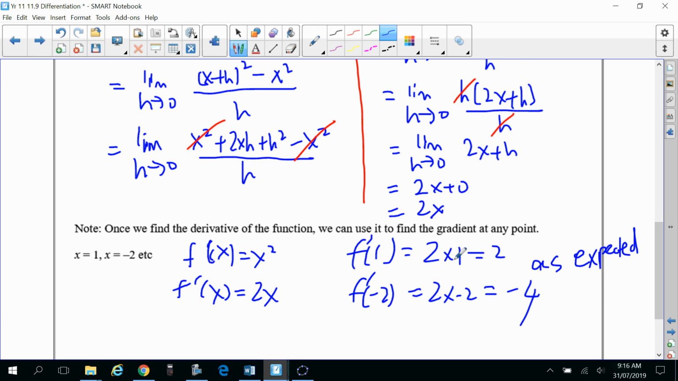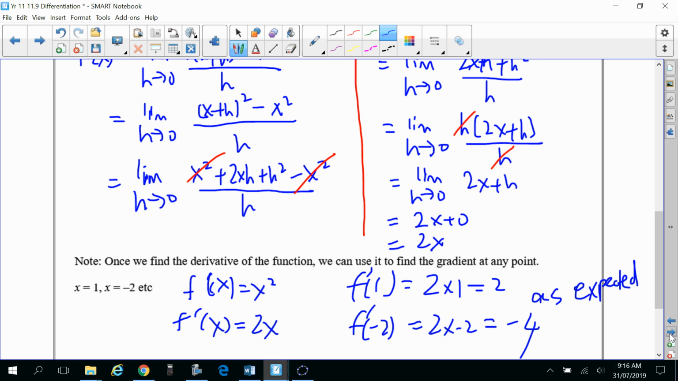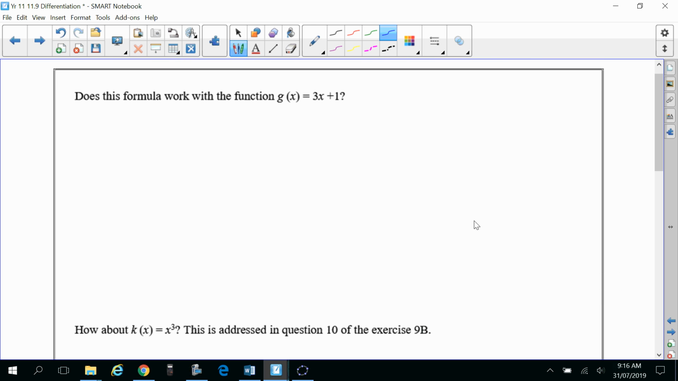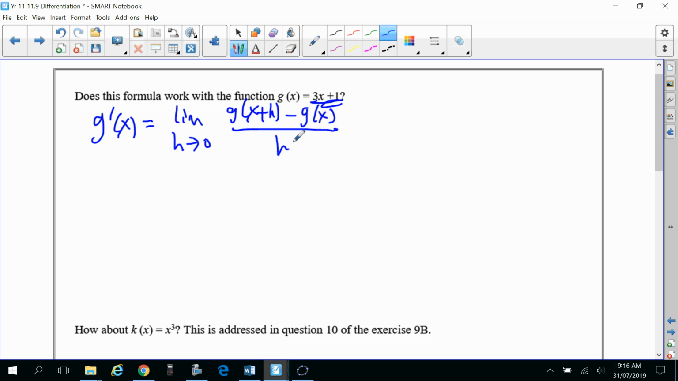Okay, cool. Let's move on to the next page. Hopefully you're ready. Okay, would it work for this guy? We know it's going to be gradient 3. Well, there's only one way to find out. Limit h approaches 0, but this time f of x plus h minus f of x. You want to have a try? See what you get. If you didn't get 3, you know you got it wrong. It should work with anything. That's why it's called differentiation by first principle. It works for anything.